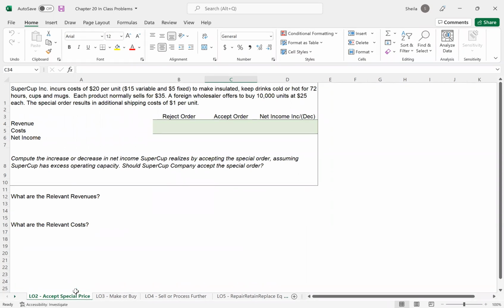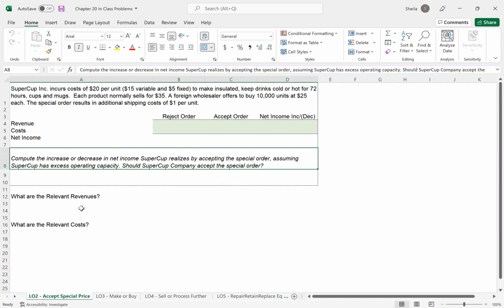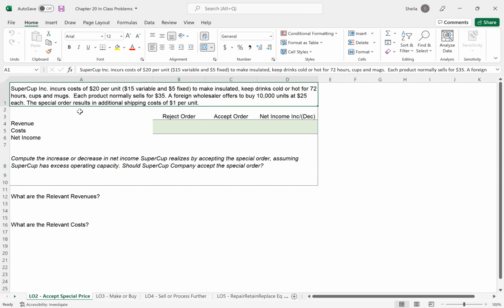All right, so the question here is, do we want to accept this special price? Now, there are a couple of things that are important. First of all, this is a special order, and it says this is assuming we have excess operating capacity, meaning that we have room to make more if we needed to or wanted to. Just keep that in mind, and I'll explain why that's important in just a minute. So Super Cup incurs a cost of $20 a unit, 15 is variable, 5 is fixed, to make these cups. Each product normally sells for $35. Now, another customer is offering to buy 10,000 units at $25 each.